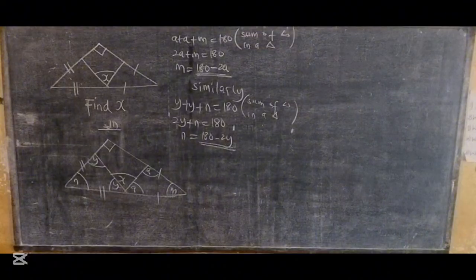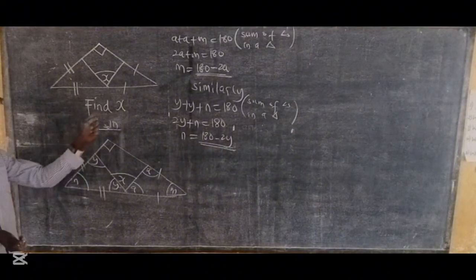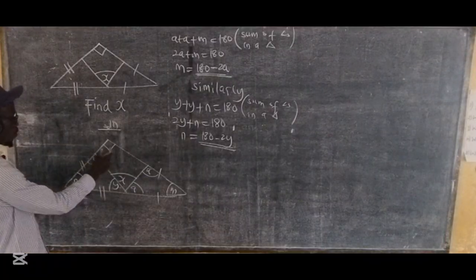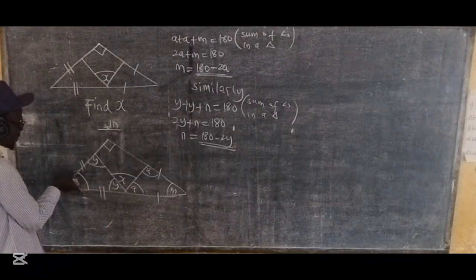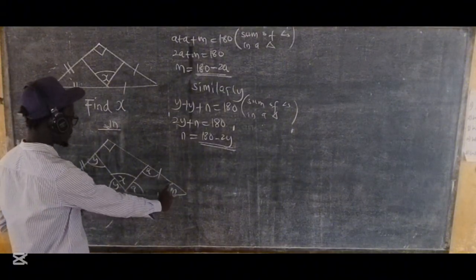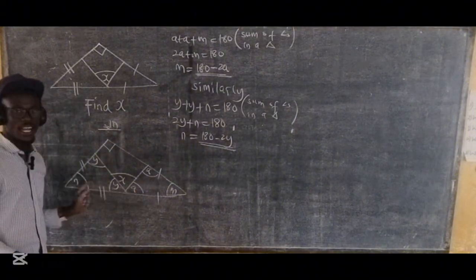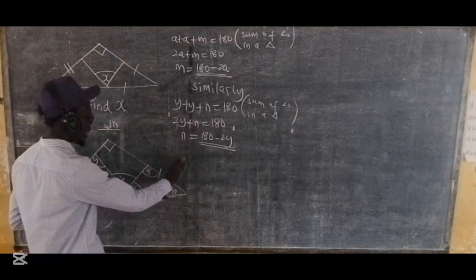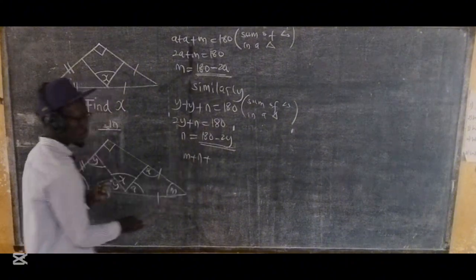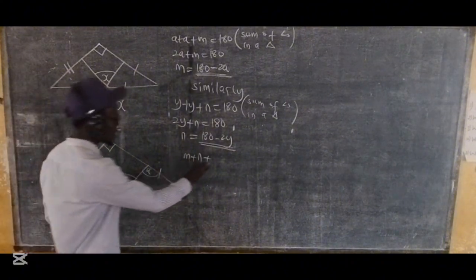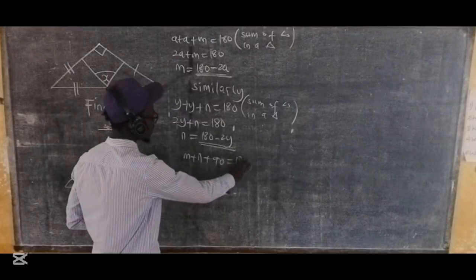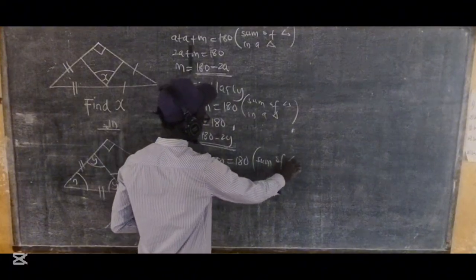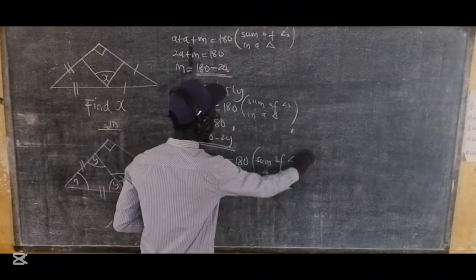But remember, the original question says we have to find the value of x. Now if you look at the whole triangle, we add this interior angle and this interior angle. If you add all three angles, everything equals 180 degrees. Now we have M plus N plus 90. Remember, this symbol symbolizes 90 degrees. This equals 180. The reason being it is the sum of angles in a triangle.